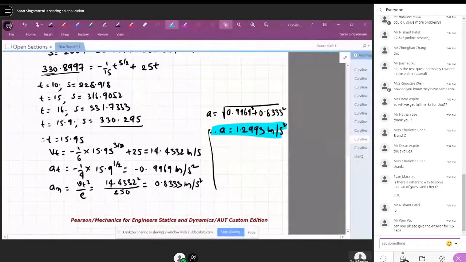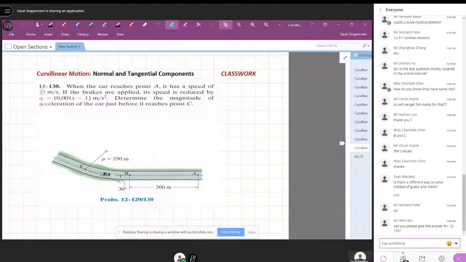12-130. What is the answer? Yes, I can give the answer to 12-130. The answers.